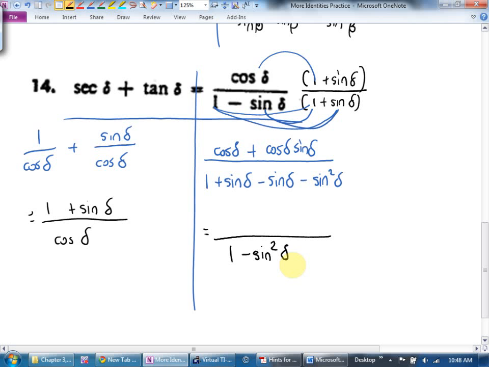Oh, and on the top, I have cos delta plus cos delta sine delta. What is 1 minus sine squared? Sorry, say that louder. Now, what's on the bottom over here? What did we just end up with on the bottom over here? Cos squared. You know what? I think we're on the right track. See how I figured that out?